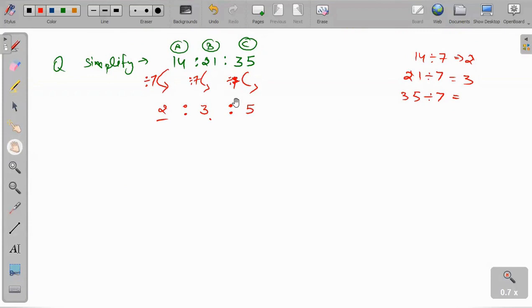Okay, then comes the next question. What if I ask you to do it for decimals? The question is 1.6 ratio 2.4. What will you do for it? How will you simplify it?